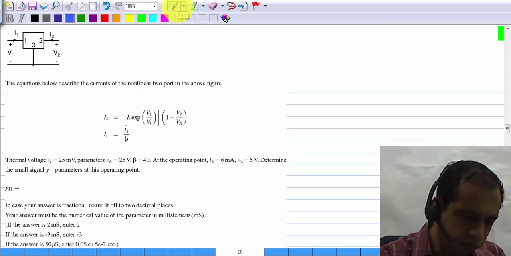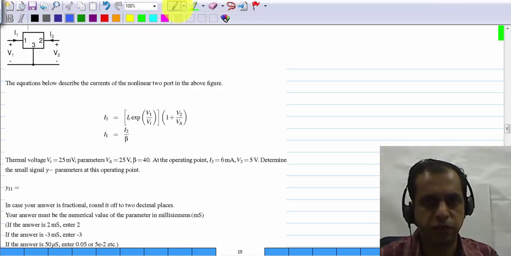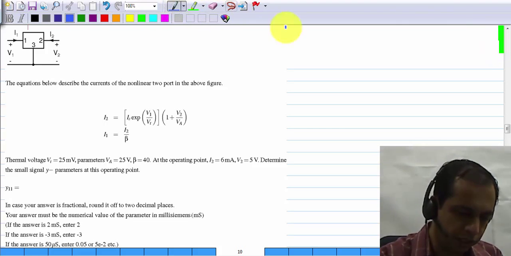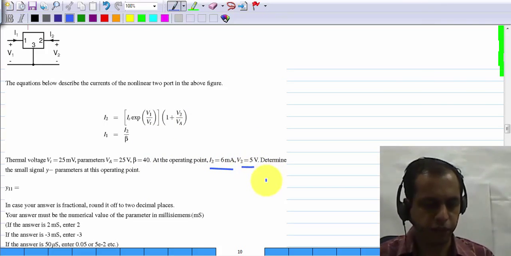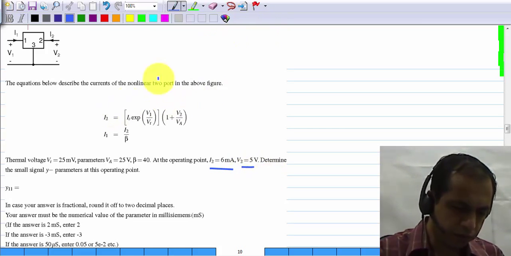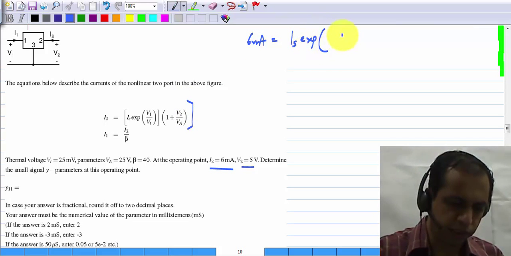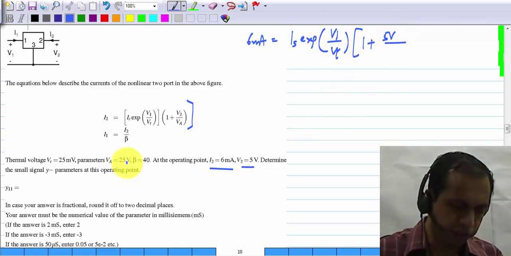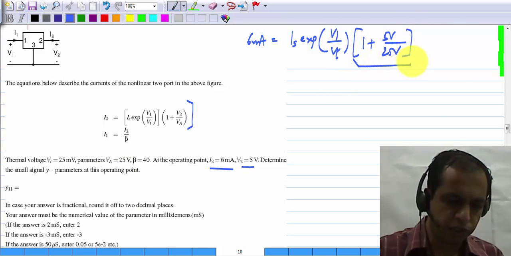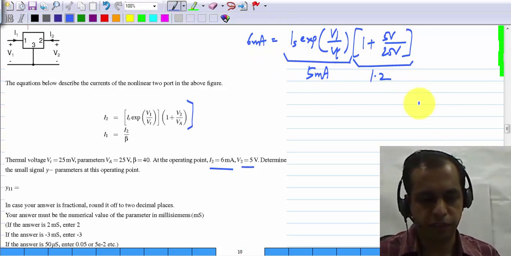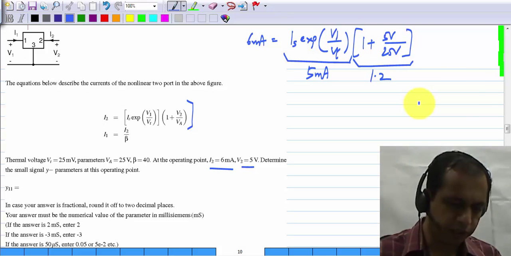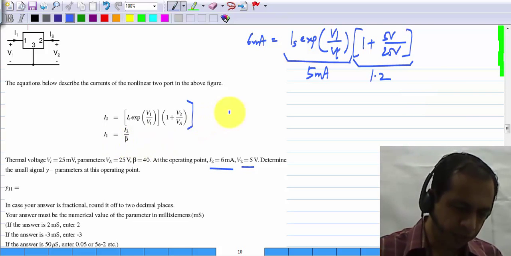So how do we go about solving this? You're asked to find the small signal Y parameters at the operating point. And the operating point is given as I2 being 6 milliamps and V2 being 5 volts. So from this equation we get 6 milliamps is Is exponential V1 by Vt times 1 plus V2, which is 5 volts, divided by Va, which is 25 volts. This number is 1.2, so this number has to be 5 milliamps for this equation to be satisfied. So from this we can get everything, right?